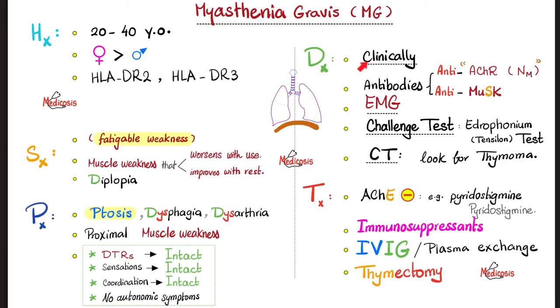How can we diagnose myasthenia clinically? Look for antibodies in the serum, whether anti-acetylcholine receptor antibodies or anti-MuSK antibodies. Electromyography. Challenge test with the edrophonium test. You can also use the ice pack test. CT scan of the chest to look for thymoma. You treat myasthenia with anticholinesterase inhibitors like pyridostigmine, with immunosuppressants, IVIG or plasma exchange. If there is thymoma, you remove it.